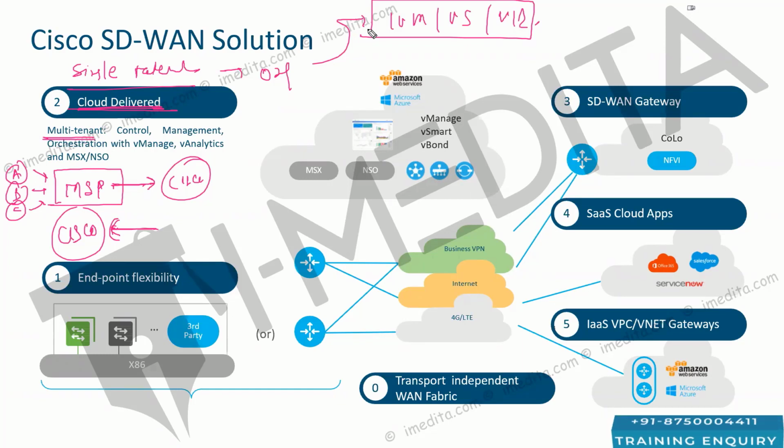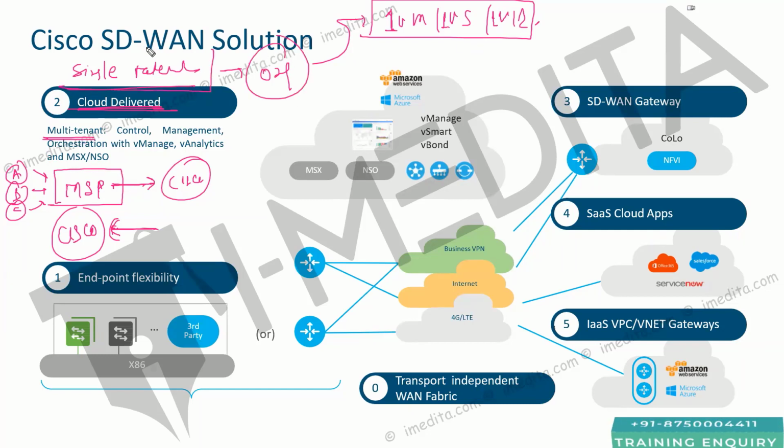So single tenant environment, if you say, no, I don't want to share my resources with anyone, I want to have a single tenant environment. In that case, one dedicated set of resources will be there, like one dedicated vManage, one dedicated vSmart, one dedicated vBond, or maybe more than one if you want, only and only for you. Those resources will not be shared with anyone else.